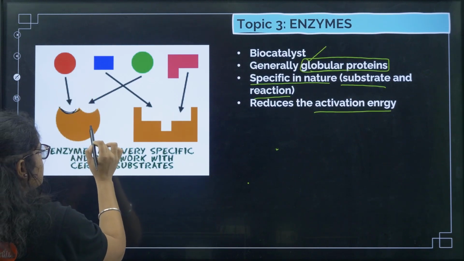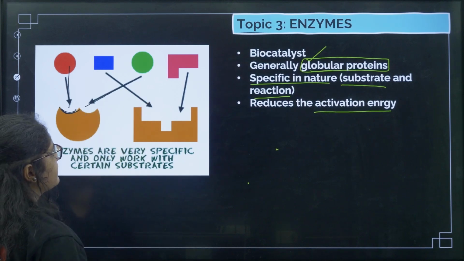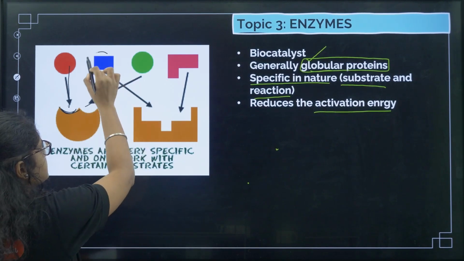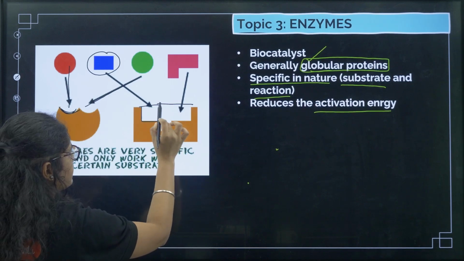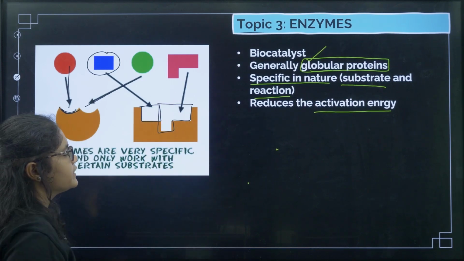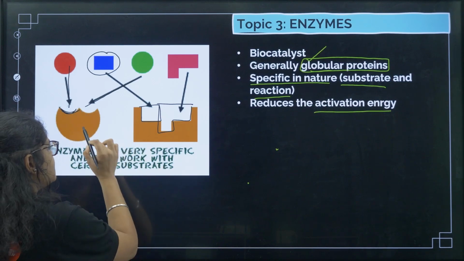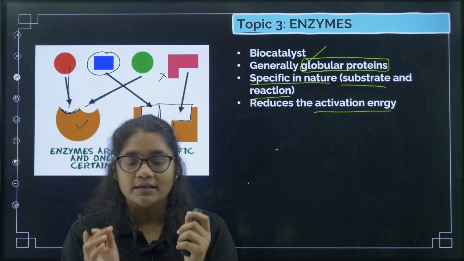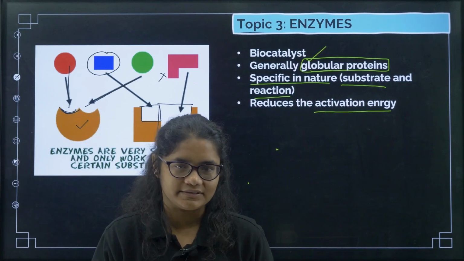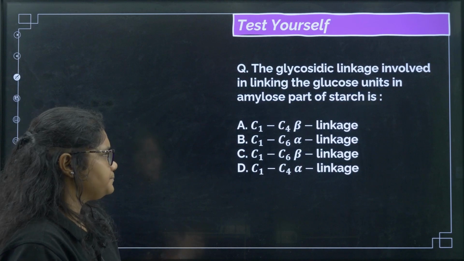So this is an enzyme. Suppose this particular substrate can only react here, and this other substrate can react at this particular site. So only certain substrates can react with certain enzymes, which means this enzyme cannot react with this substrate. That is called the specificity of the enzymes. So now we'll do some questions here.